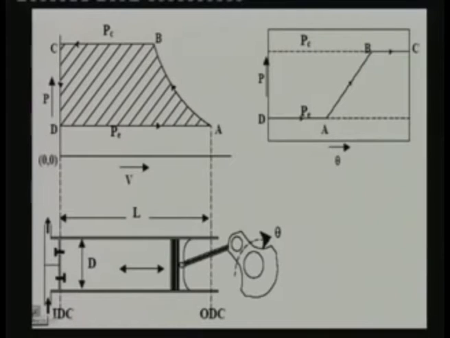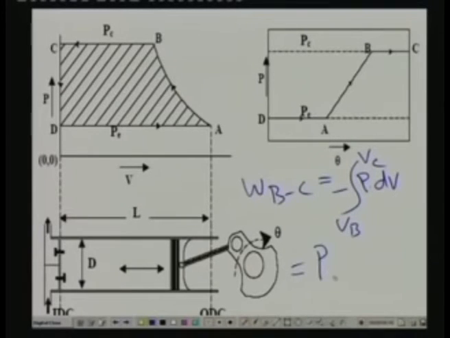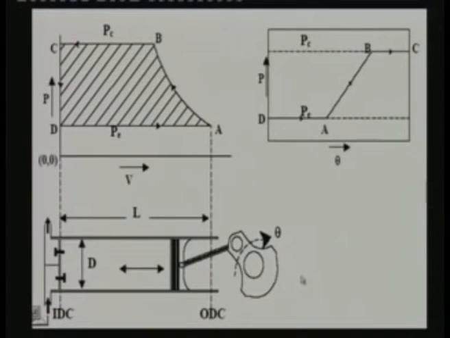And finally let us look at what is the work input during process B to C. This is an isobaric process, so simply this is equal to integral PdV from Vb to Vc. Since this is work input, if you are using negative, then this is simply equal to, pressure is constant here, Pc into Vb, because Vc is equal to 0. So that is how you can find out the work input during each process.